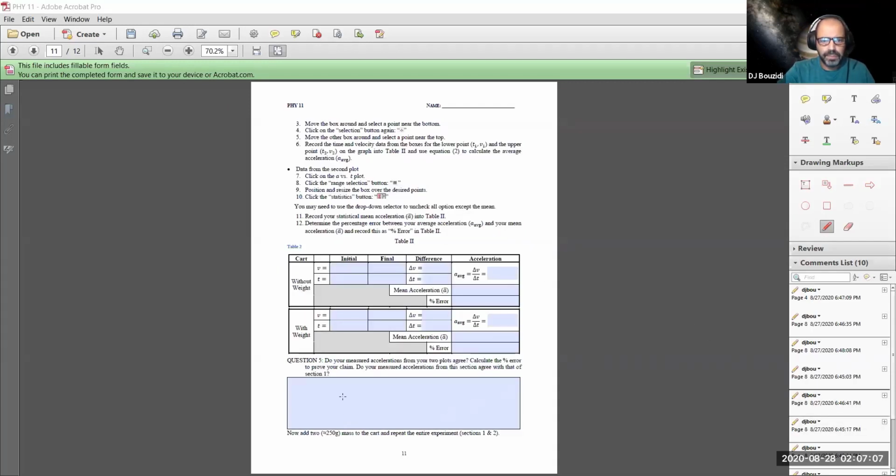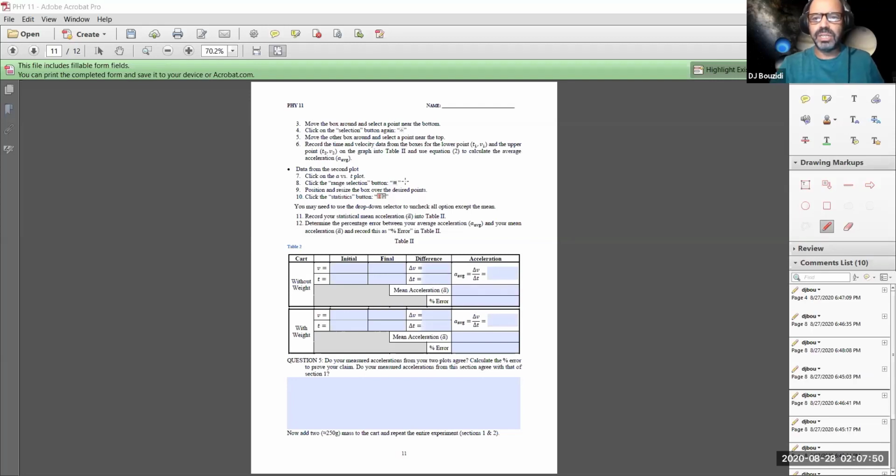Question 5, I'm sorry. Do your measured accelerations from your two plots agree? Because you have two plots, remember. One of them, you're going to find the acceleration one way, and the other one, you're going to find the acceleration the other way. So in here, actually, you can find it just by taking the initial velocity and final velocity from the data of the plot itself, which you can look at in the x-axis and the y-axis. And the instructions are in here. The same thing: the first time when you took the first measurements, the second time when you take the second measurements, then you find the difference in velocities, the difference in time, and that should give you an average acceleration. And the mean acceleration is given to you already in the plot.